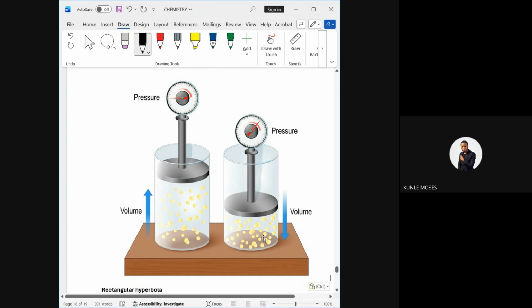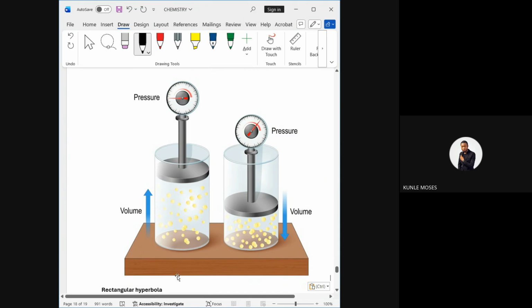Look at it. The higher the volume, the smaller the pressure, because the gas will occupy more space. You can see it's very small when the volume is very high. Look at it when the volume is very small here. You can see the pressure has increased, right?